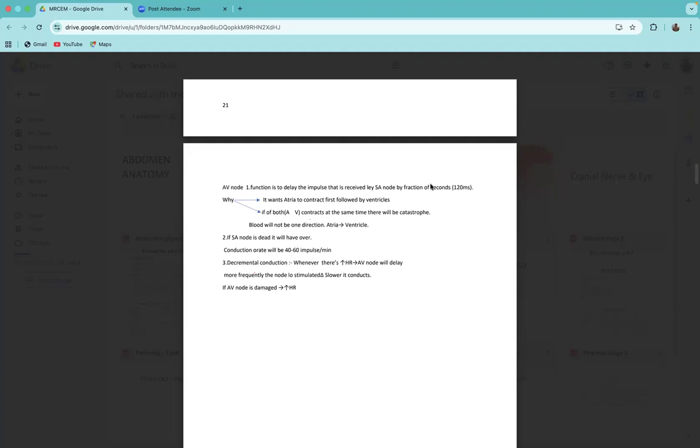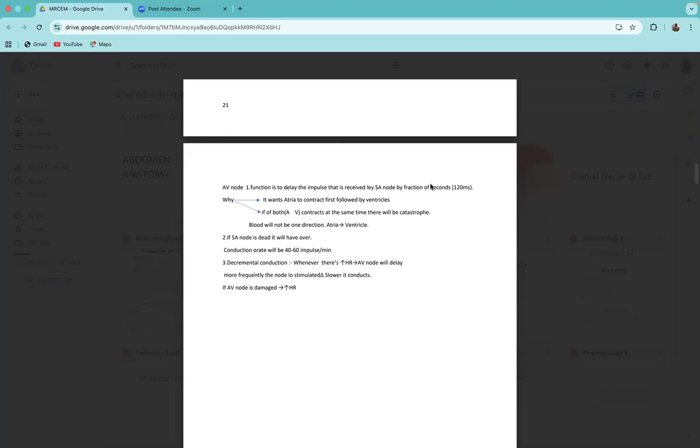If both atria and ventricle contract at the same time, there will be a catastrophe occurring in the heart. So to avoid that, we need the presence of the AV node, which will delay the conduction from the SA node to the AV node by 120 milliseconds, and that will allow the atria to contract first before the ventricle. Blood will not flow in one direction from atria to ventricle if there is no atrioventricular delay, right? So there will be a massacre occurring in there.